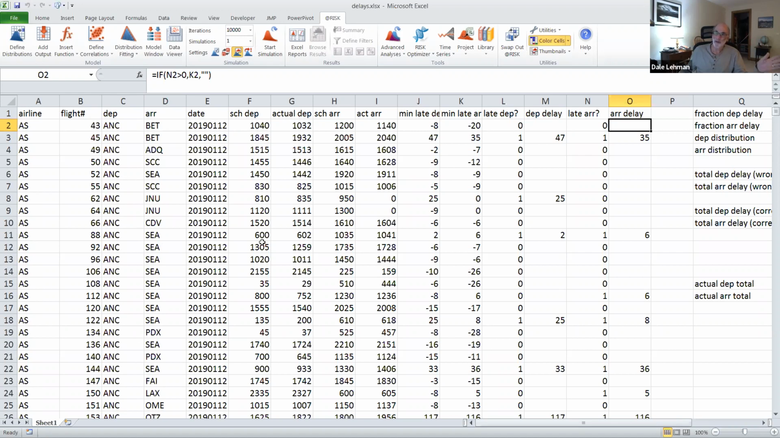You might look at the hour of the day because departures may vary over the day. There may be some kind of seasonality throughout the day. I'm not looking at any of that. I'm just looking at how often are there delays and how long are they.